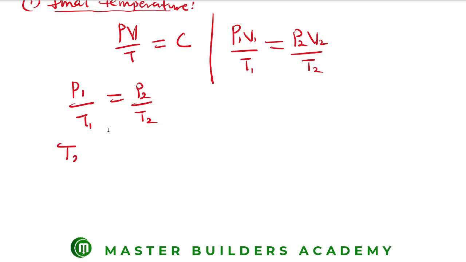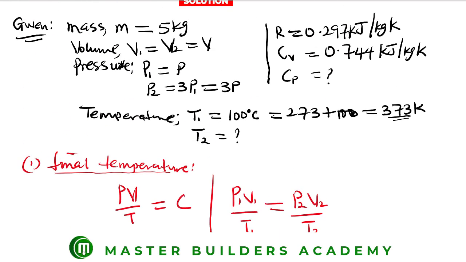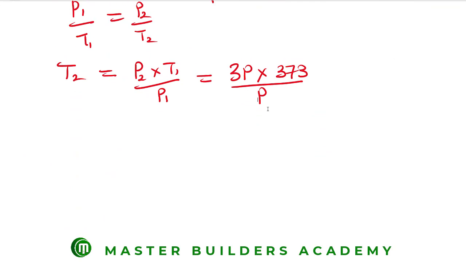All right, we have that T2 is equal to P2 times T1 all over P1. Just make it the subject of the formula. And then what is P2? P2 is 3P, multiplied by T1, which is 373, and then P1 is P. Just come up here and see the values we have. We said that P1 is P, and then P2 became 3P. And then T1 is 373. Then we are looking for T2. Hope you understand what is happening here.